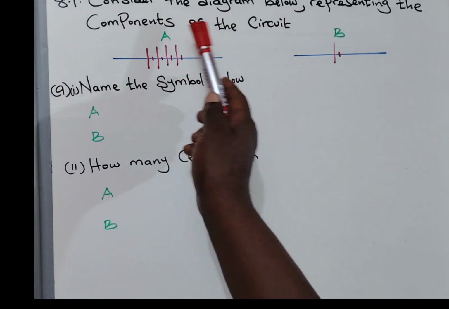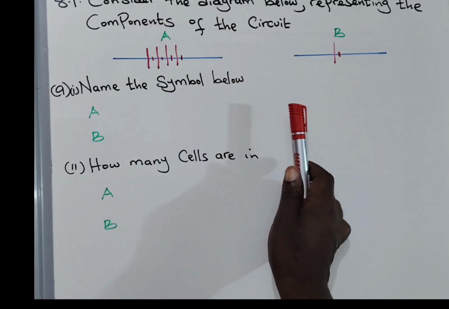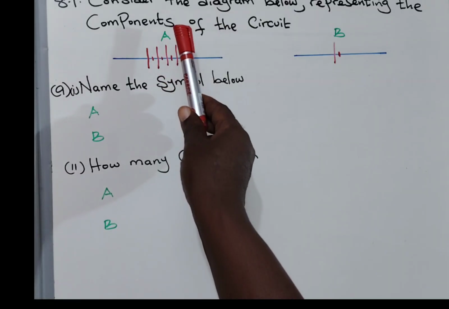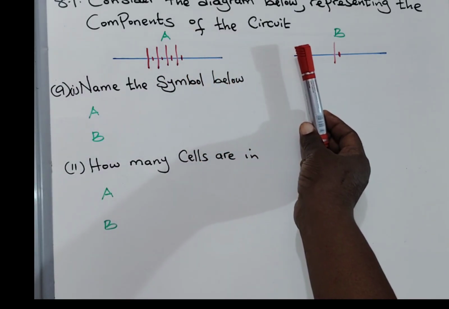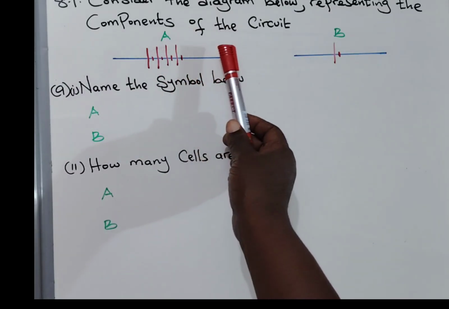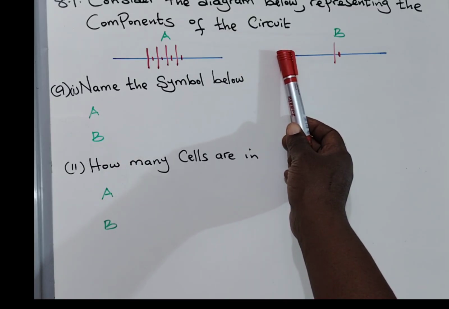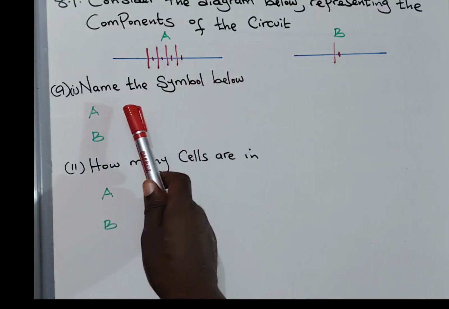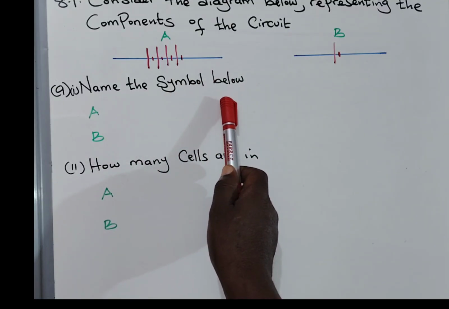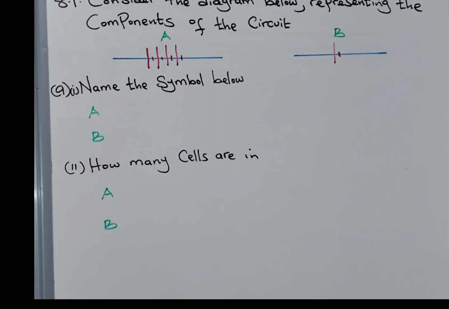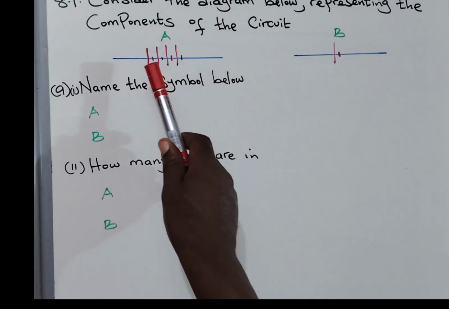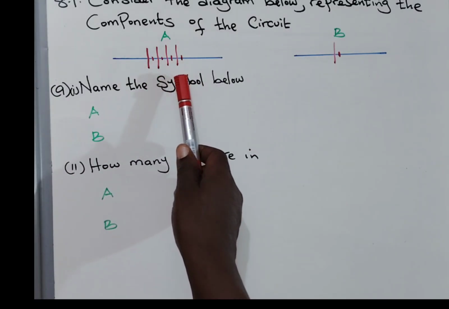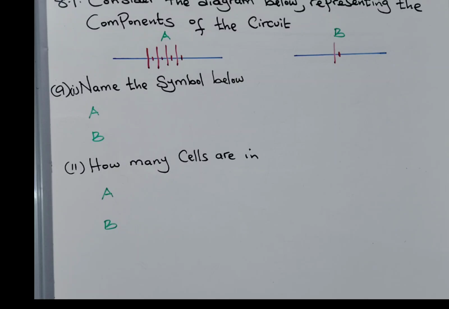Today we are looking at this question, Grade 8 Natural Sciences. It says, consider the diagram below, representing the components of the circuit. Okay, we have A and B. And the question says, name the symbol below. What is A? What we see in A is an assembly of cells, and an assembly of cells is called a battery. So A is a battery.